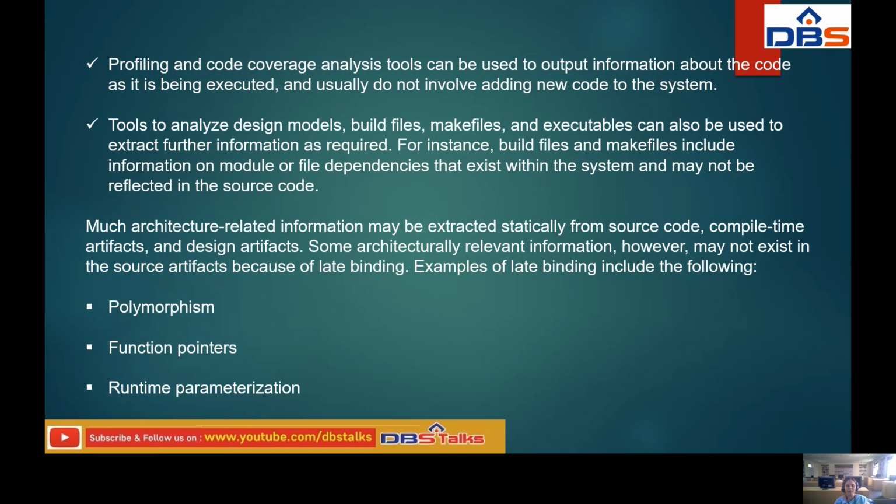Some architecturally relevant information however may not exist in the source artifacts because of late binding. For example, late binding mainly occurs in polymorphism, function pointers and runtime parameters. So what are the examples of late binding? First one is polymorphism, second one is function pointers, third one is runtime parameterization.